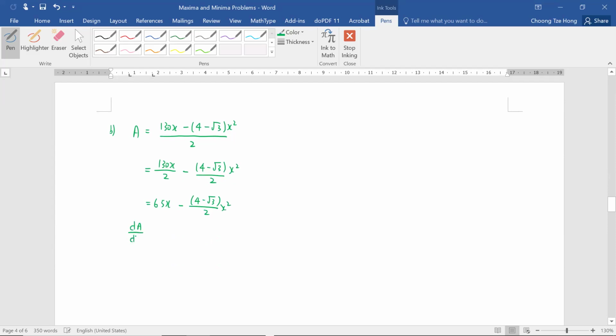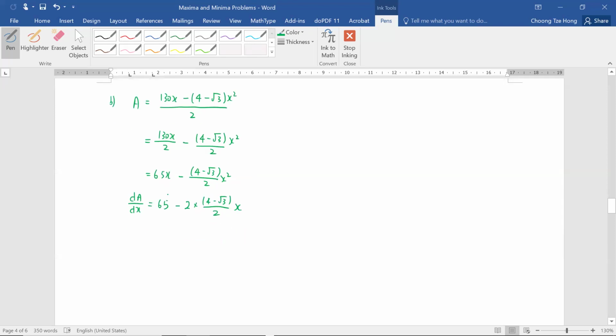So dA over dx. Differentiate 65, we just get 65. Differentiate the second term over here: 2 comes in front, so 2 times the 2 below. Maybe I'll just write the extra step. The 2 goes in front, then multiply by this, and then you reduce the power by 1. The 2 and 2 will cancel, so you get 65 minus 4 minus root 3 x. So this is your dA/dx.